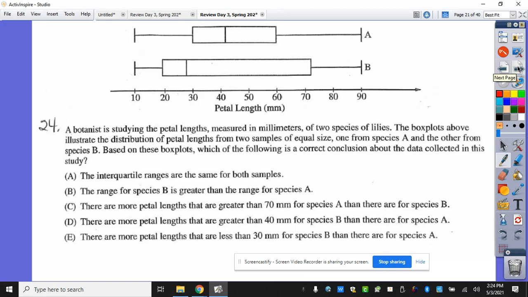Alright, so we are comparing two different box plots. Without even reading context there, the interquartile ranges are the same for both samples, yes or no? No. Interquartile range, those are definitely not the same. Range for species B is greater than the range for species A, yes or no? Because the ranges are what? Because range, those are the same for both of them.